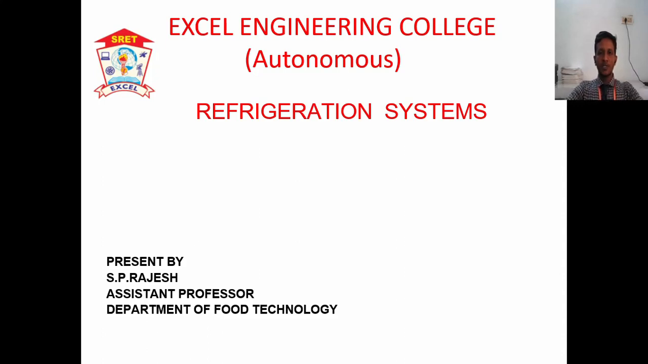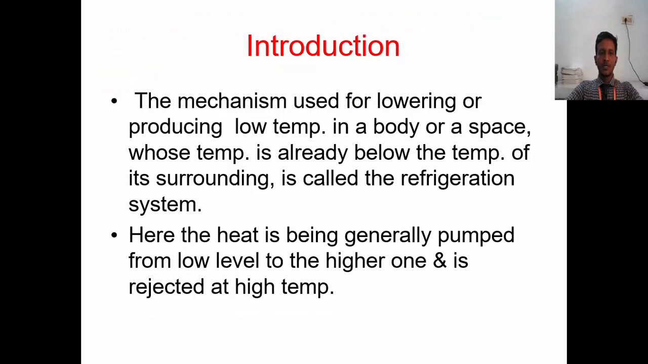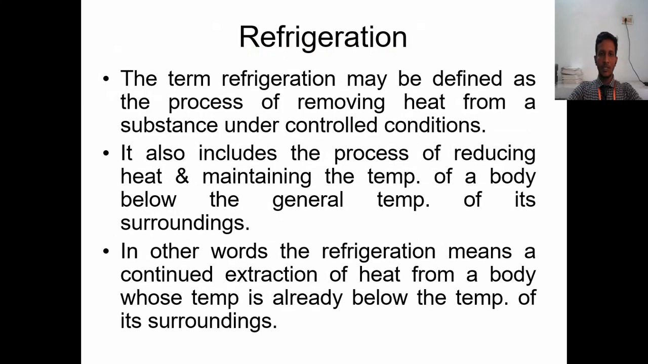Today I am going to talk about refrigeration systems. What is the mechanism used for refrigeration process? The main mechanism is just to produce the low temperature of space or body of the systems when compared to its surroundings. This is the main mechanism. Here, heat is generally pumped from lower level of concentration to higher level. Okay.